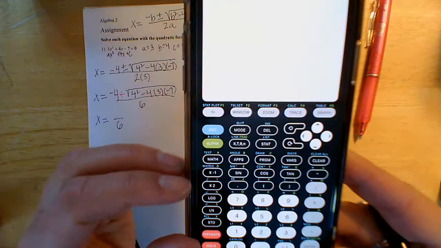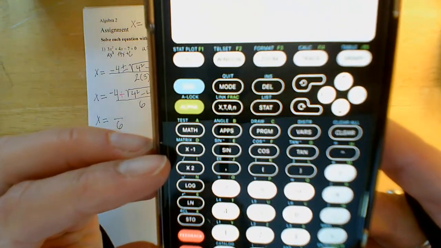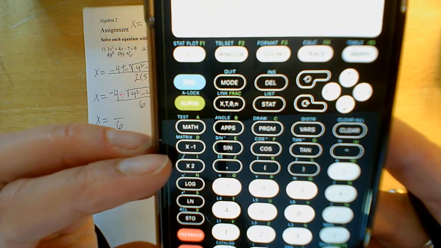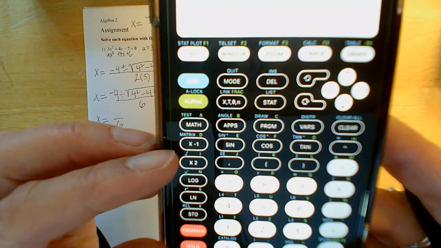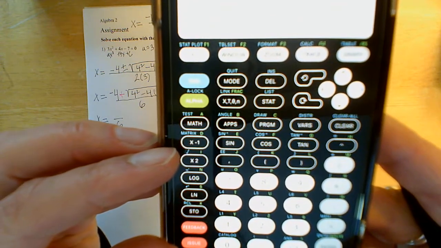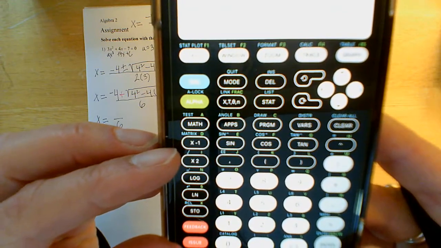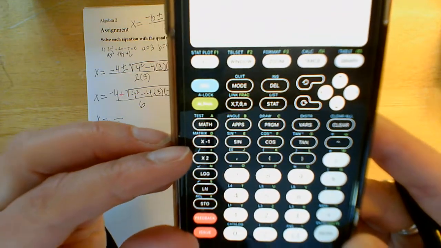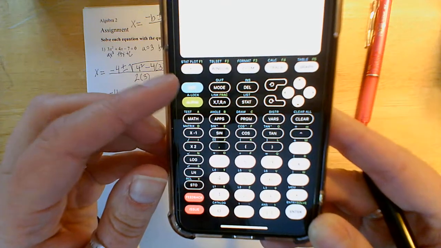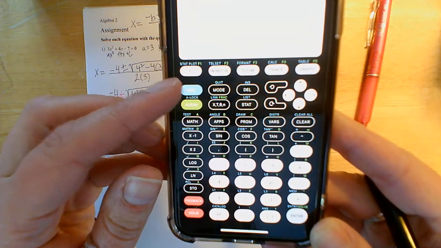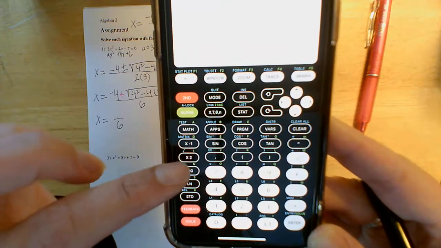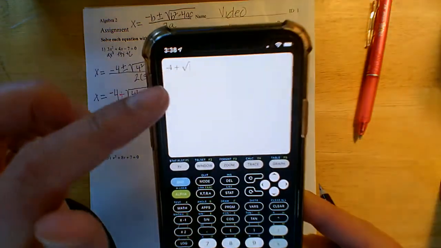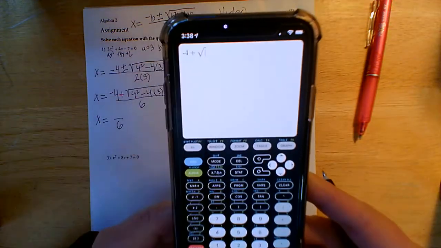And I want you to notice if you go down to this x squared right here, you see what looks like a little check mark above it? It's in blue. So here's our x squared, and you go above it, there's that little check mark. That is the square root symbol. It is in blue, which means it's a secondary key. In order to get to the secondary keys, you have to push the second button. So I'm going to push second, and then I'm going to push that x squared button, and lo and behold, that square root symbol comes up.